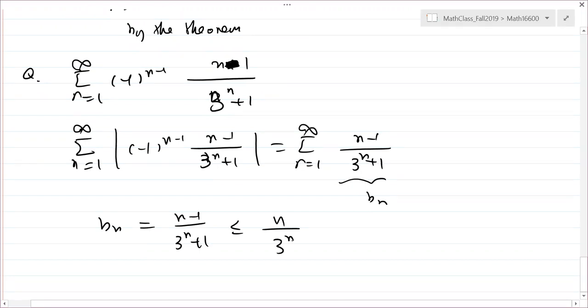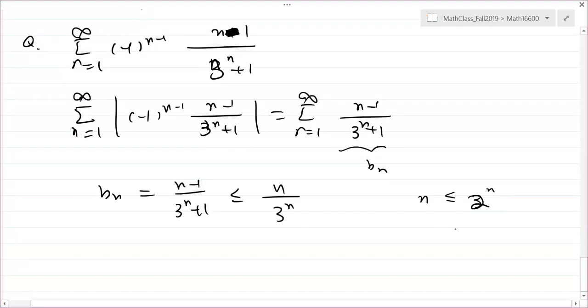The trouble is, 3 to the n is fine, but there's an n here. That's the difficult part, right? You cannot get a single geometric series. But I know n grows more slowly than an exponential function. So I'm pretty sure n is less than 3 to the power n. It doesn't matter, it's true. And even put a 2 to the n here, because I don't want to have 3 to the n, otherwise I can't use it. You can look at the graph, this is the green line.